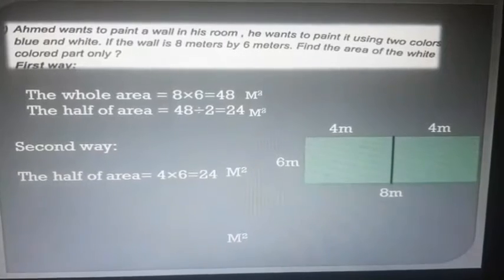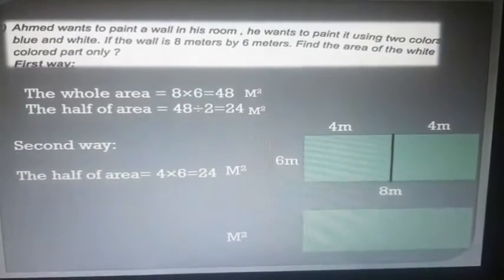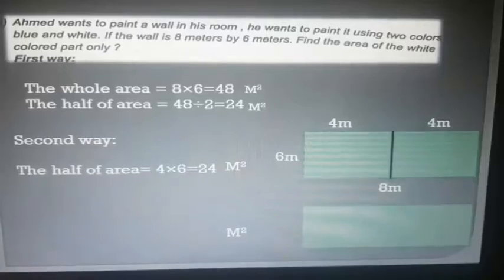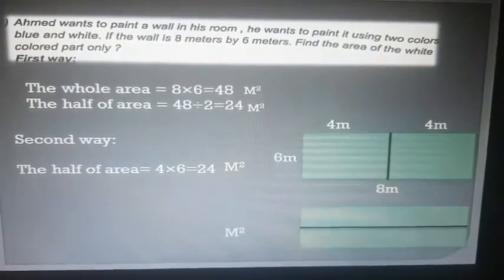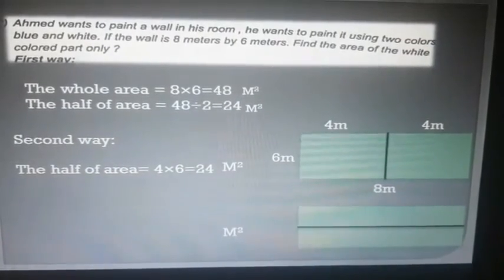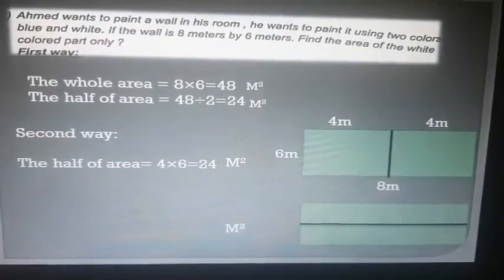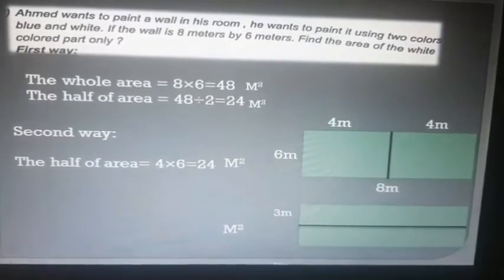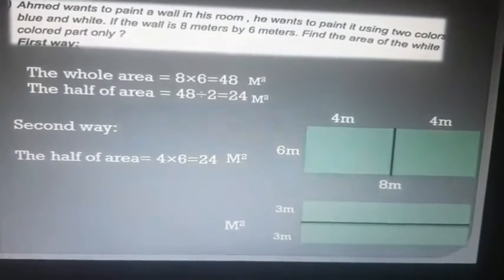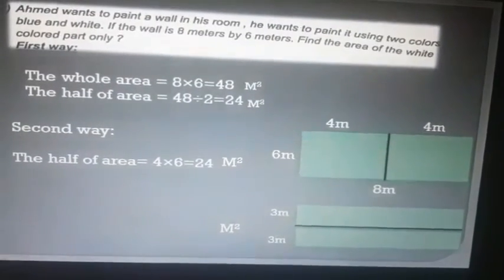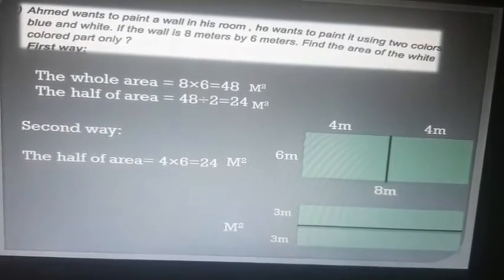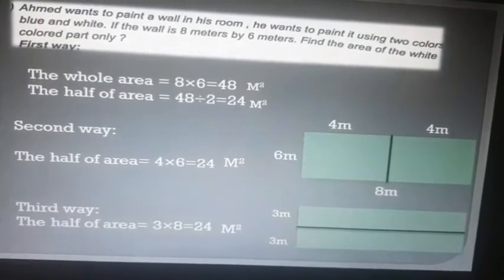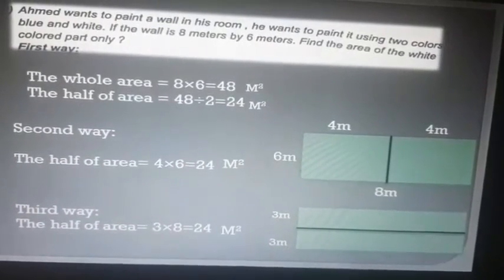The third way, I will make the rectangle with 2 dimensions, 8 and 6, but here I will divide the width. So I will divide the 6 meters into 2 equal parts. So 6 divided by 2 will be 3. And for the half of the area here, I have a rectangle with 2 dimensions, 3 and 8. So 3 times 8 will be 24 also.